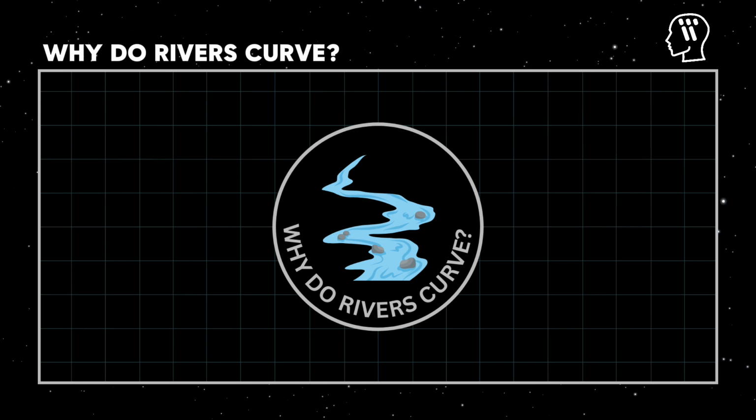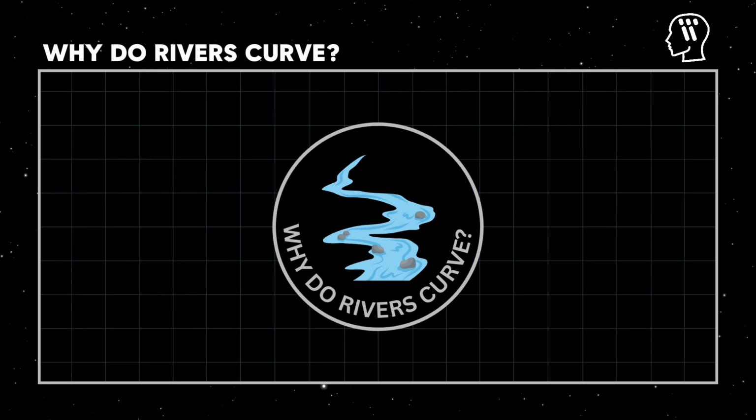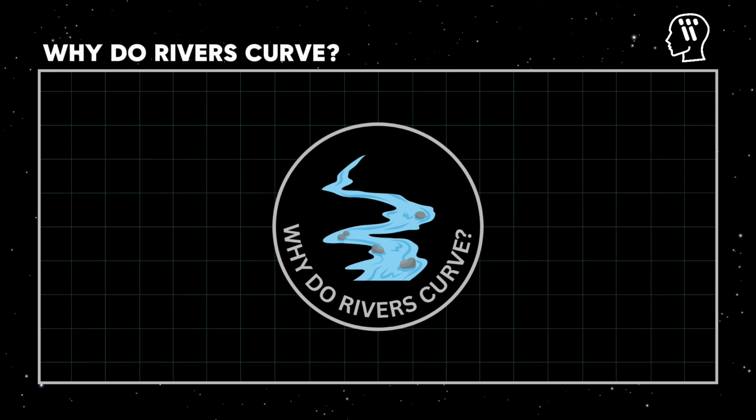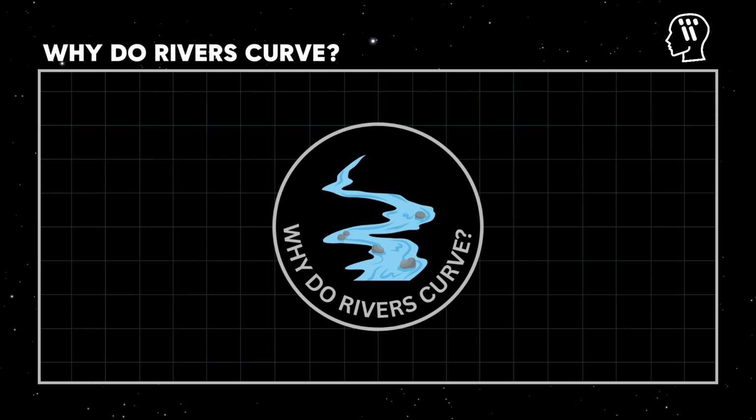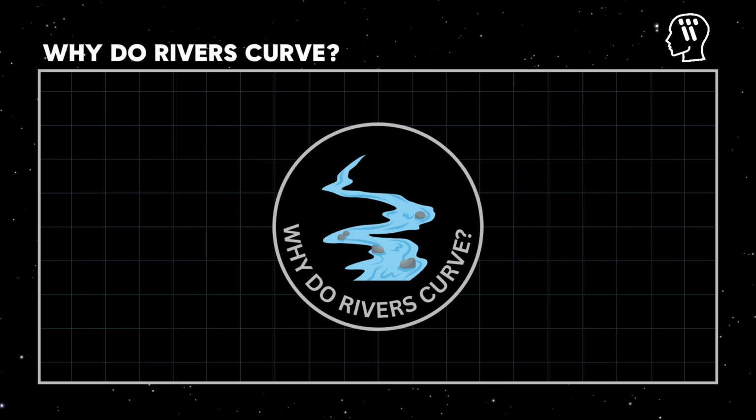Another important factor in the formation of meanders is the river's velocity. Rivers that flow quickly are more likely to create sharp, tight curves. On the other hand, slower rivers tend to have more gentle, sweeping curves. The combination of the river's speed, the land's shape, and the amount of sediment it carries all contribute to how those curves form and evolve.